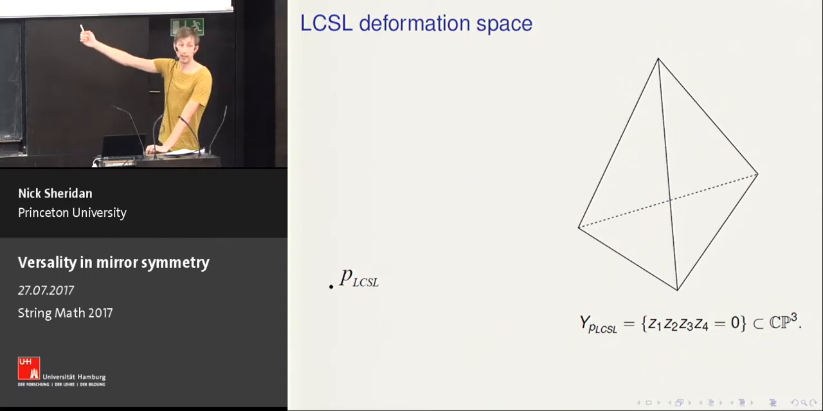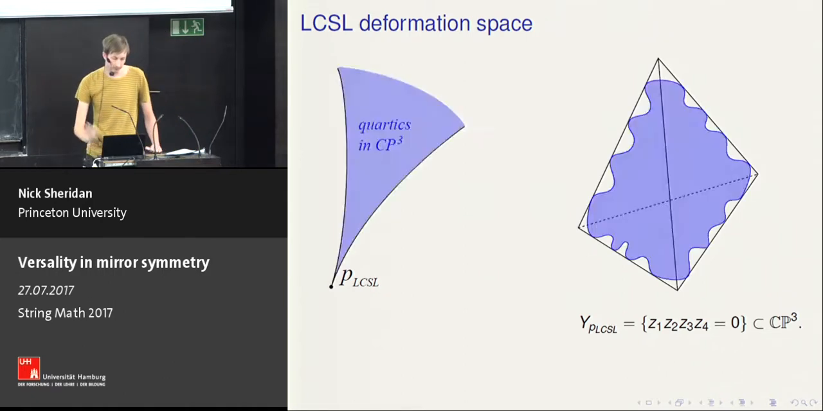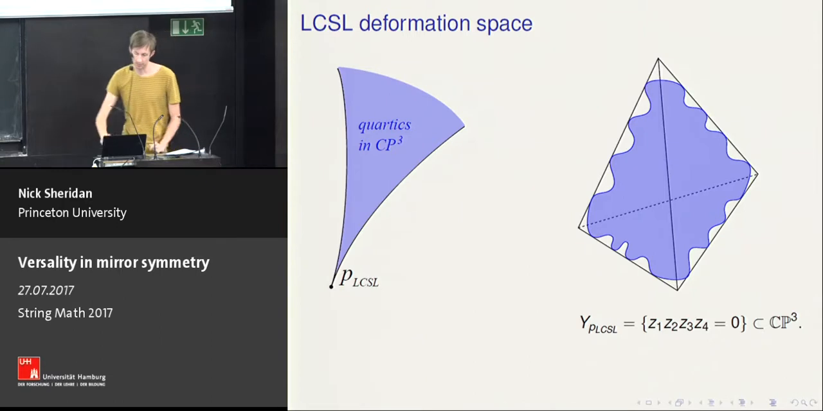So recall that I said an example of this was this normal crossings divisor, which is the union of coordinate hyperplanes in CP3. And we had one way of deforming this guy by smoothing it into a smooth quartic hypersurface in CP3.